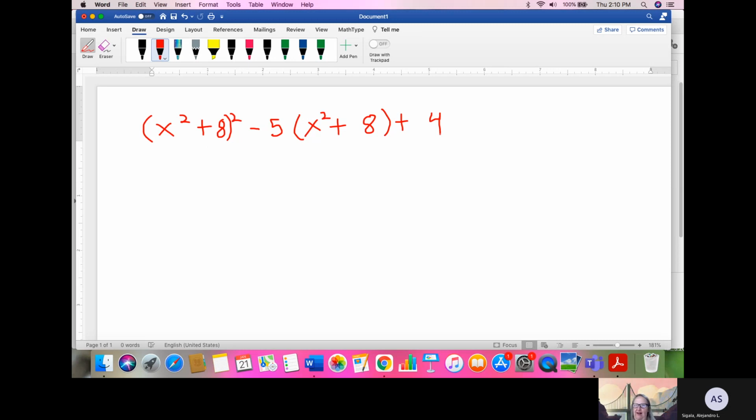Okay, so we have this. The first thing we're going to do is a U substitution. So we're going to let U be equal to x squared plus 8, just what's in the parentheses here. Oh, yes, plus 8. My bad. No, it's okay. x squared plus 8.